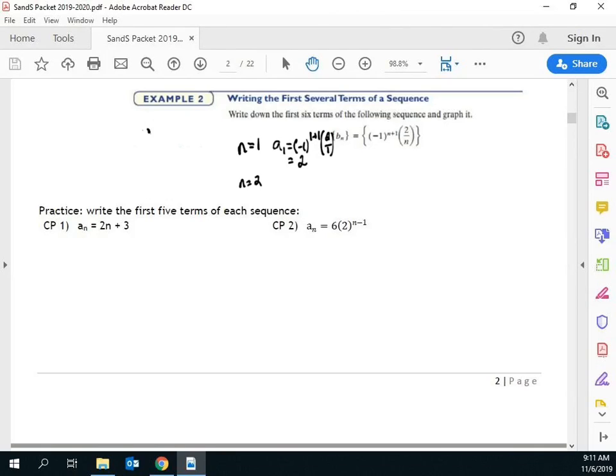Now what happens if the n is equal to 2? So, same equation, but now it's 2 plus 1 over 2 over 2. 2 plus 1 is 3. What's negative 1 raised to the third power? Negative 1 times 2 over 2, which reduces to what? 1.